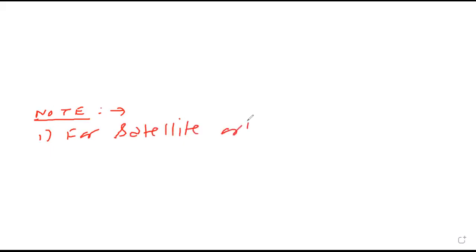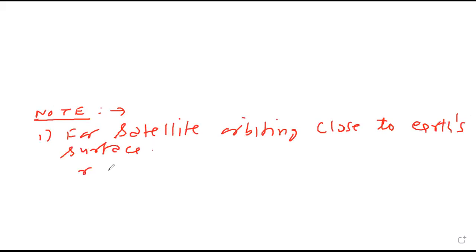One note, write down. For a satellite orbiting close to the Earth's surface, small r, which is R plus h, will become only R. I hope you followed this line. Everybody has followed this line?